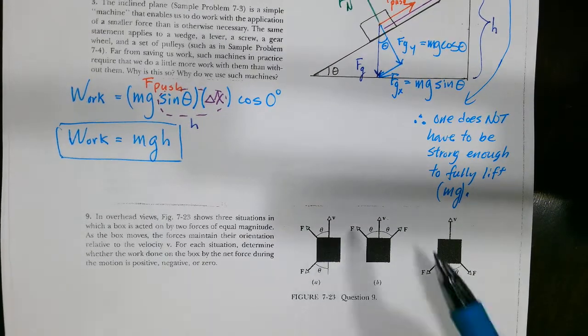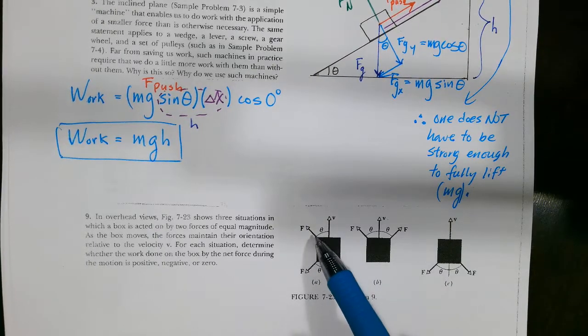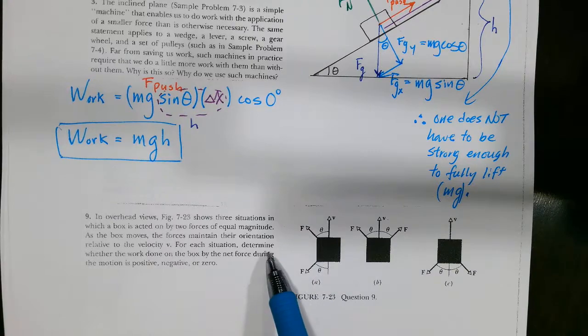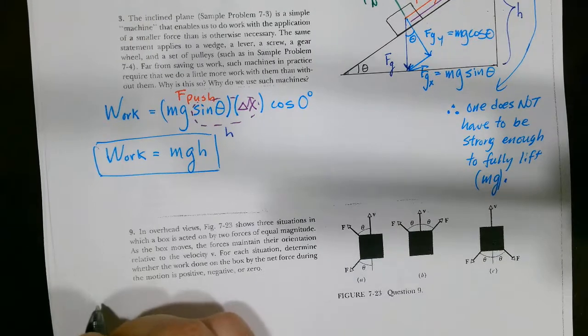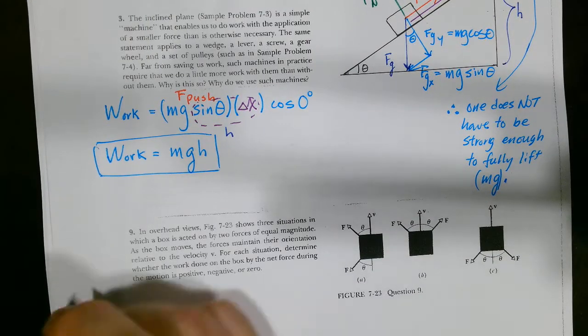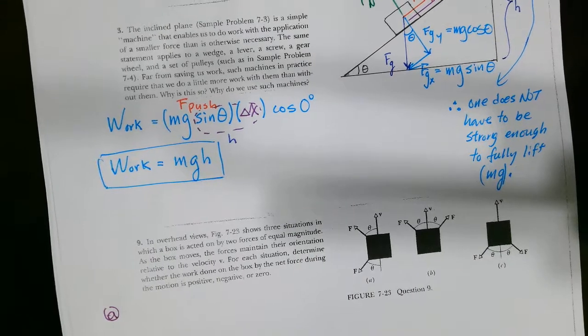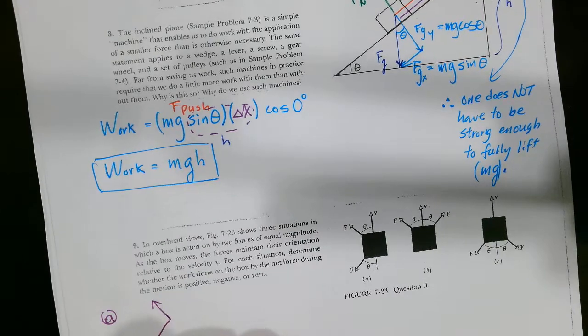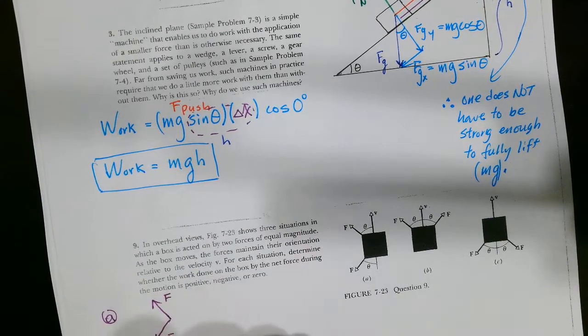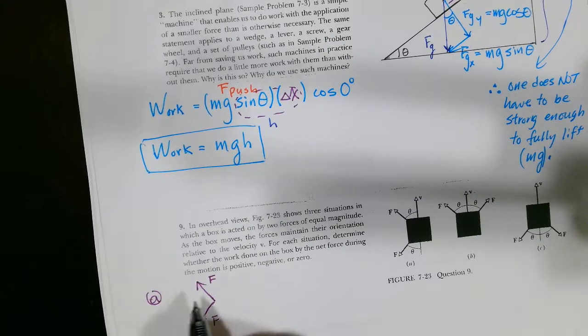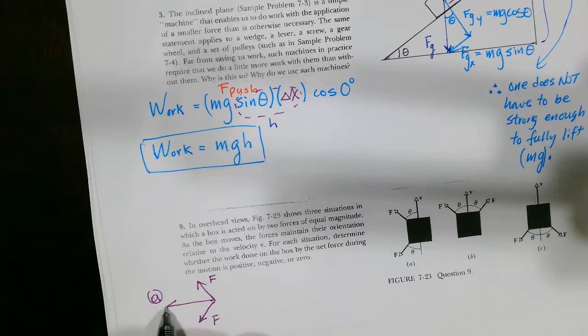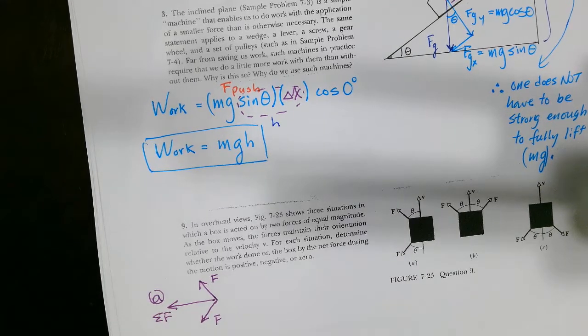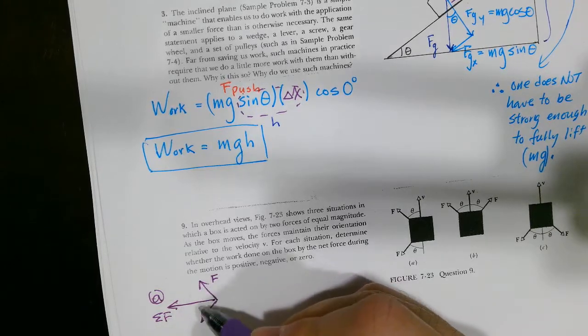All right, so for part A, if I add these two forces, they're going to produce a net force going this direction. Since I have two forces going this way and this way, F and F, I'm going to produce a net force going this way, because these two horizontal components add up to this, and these two vertical components will cancel each other out.